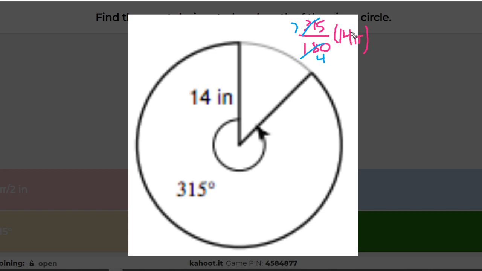But then the 14 and the 4 can both be divided by 2. So this becomes a 2, and this becomes a 7. So 7 times 7 is 49 over 2. And the pi goes next to it, really, but it's hard to write like this in math print, so you can put the pi on the top next to the 49. It should be 49 pi over 2.